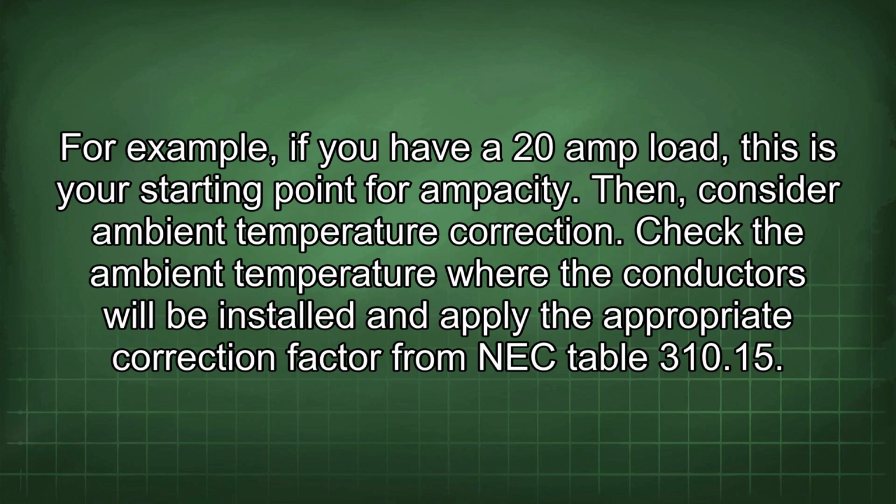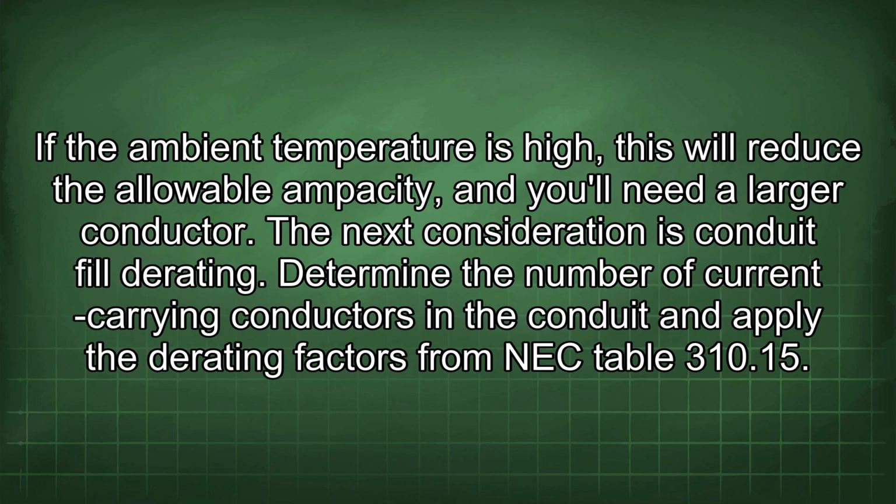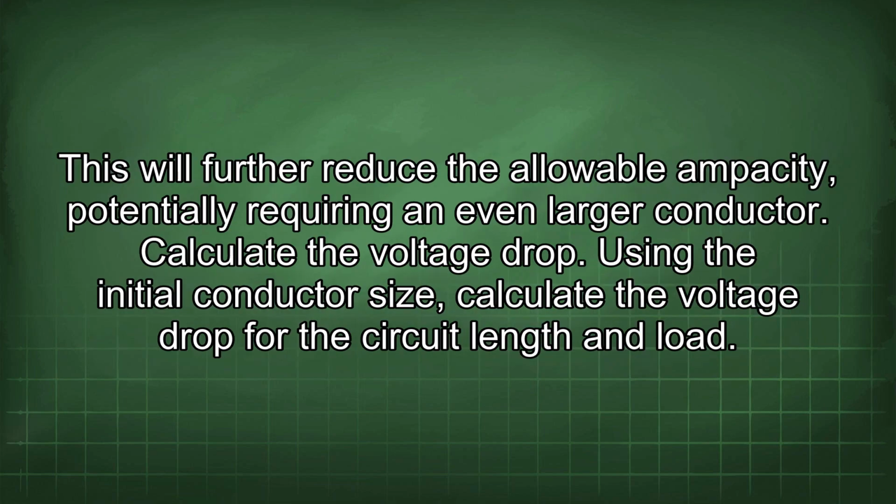Then consider ambient temperature correction. Check the ambient temperature where the conductors will be installed and apply the appropriate correction factor from NEC Table 310.15. If the ambient temperature is high, this will reduce the allowable ampacity and you'll need a larger conductor. The next consideration is conduit fill derating. Determine the number of current carrying conductors in the conduit and apply the derating factors from NEC Table 310.15. This will further reduce the allowable ampacity, potentially requiring an even larger conductor.